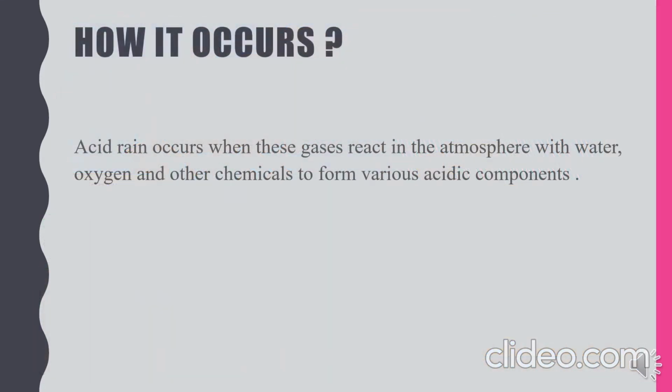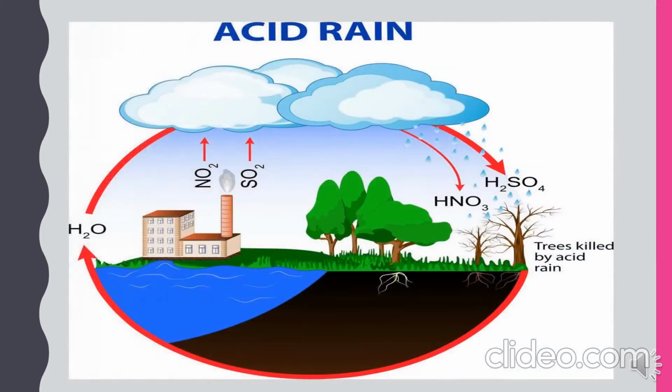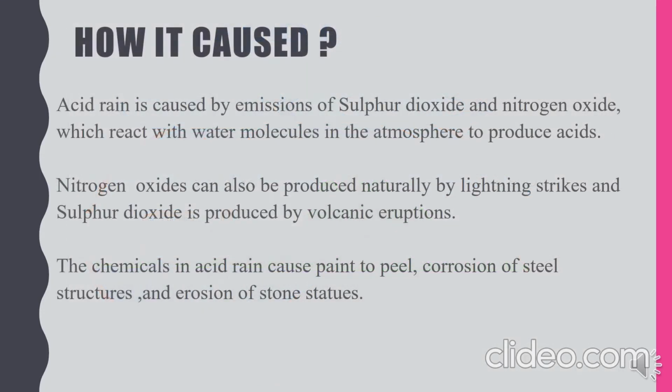How does it occur? Acid rain occurs when these gases react in the atmosphere with water, oxygen and other chemicals to form various acidic components. How is it caused? Acid rain is caused by the emission of sulfur dioxide and nitrogen oxide, which react with water molecules in the atmosphere to produce acid. Nitrogen oxide can also be produced naturally by lightning strikes, and sulfur dioxide is produced by volcanic eruptions.